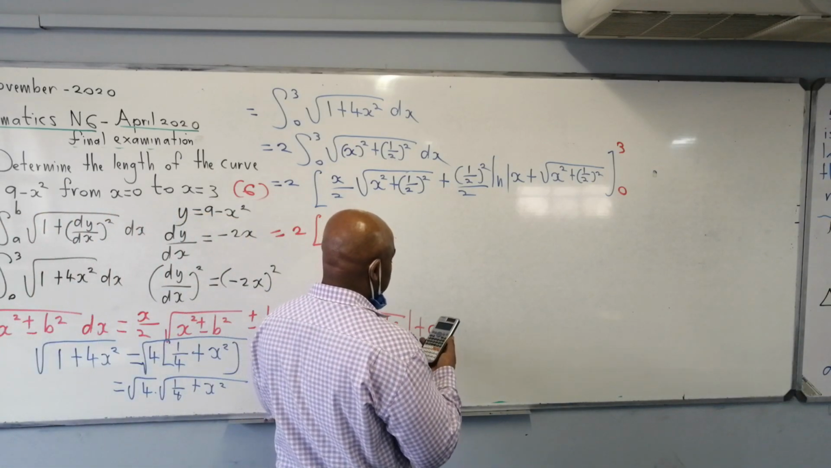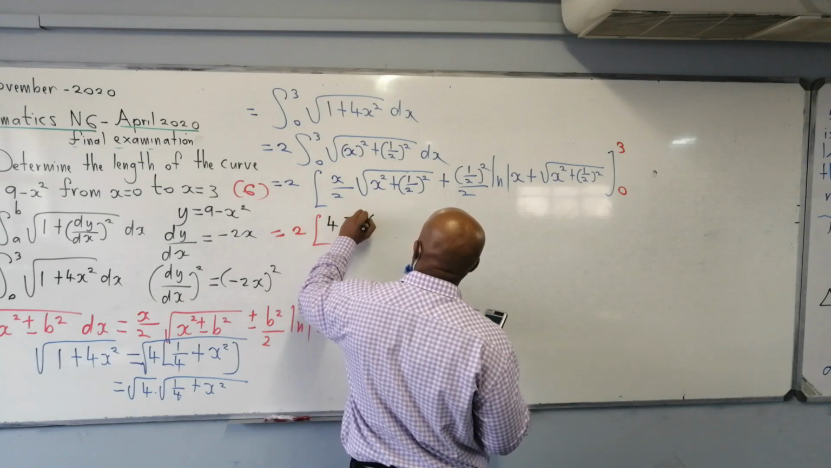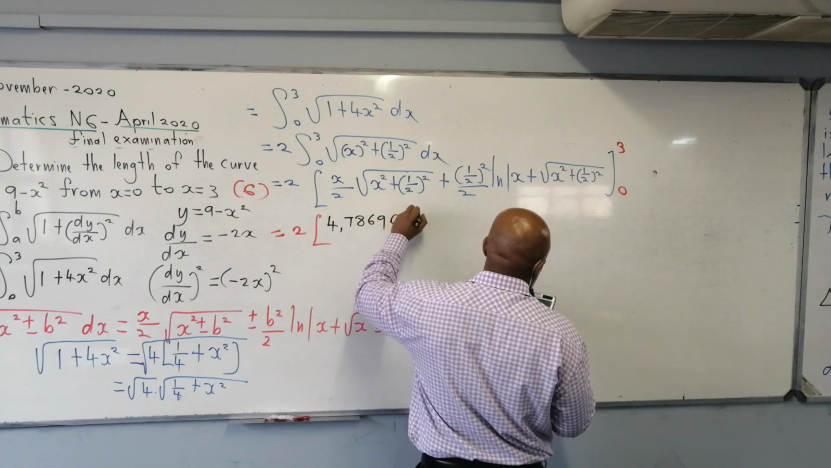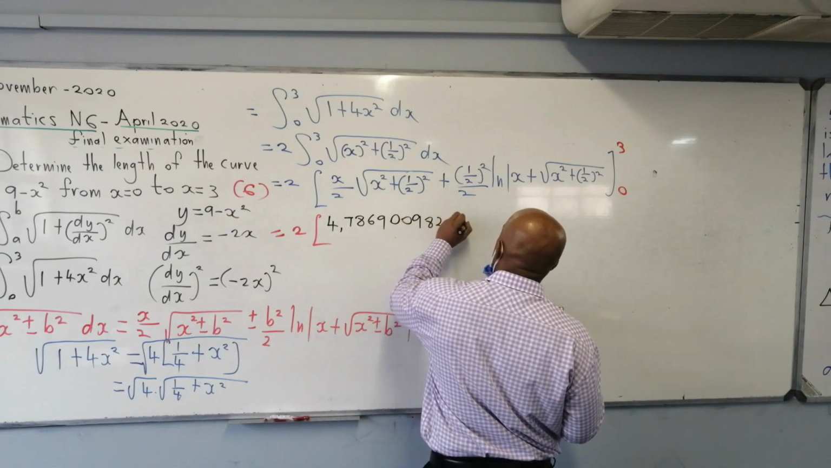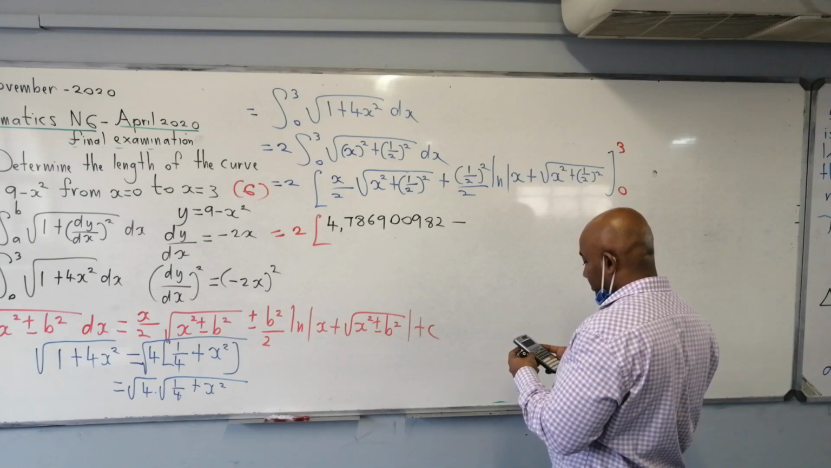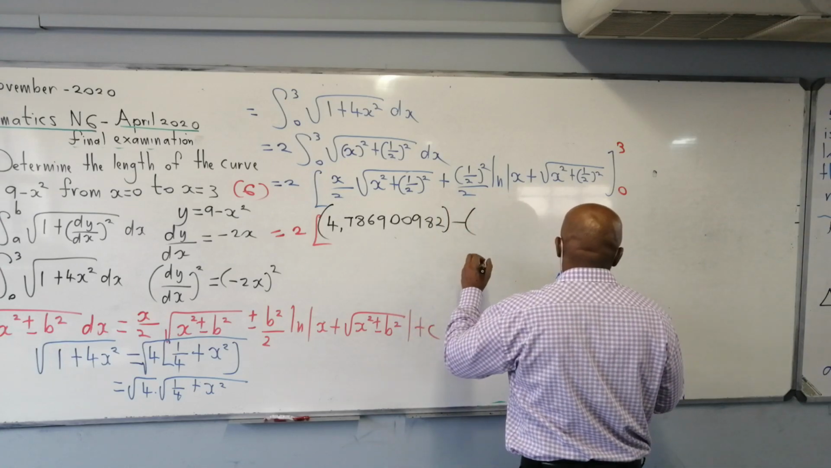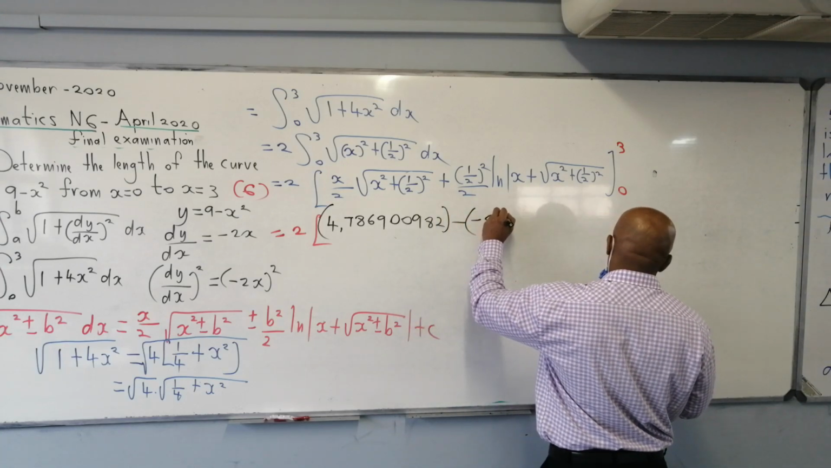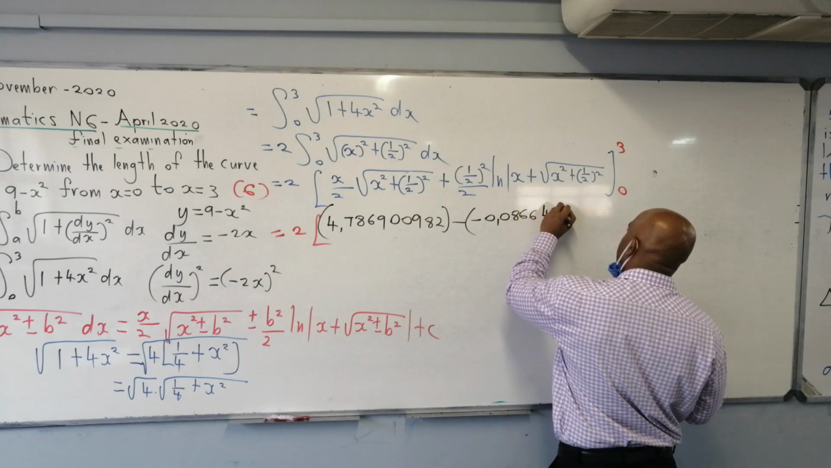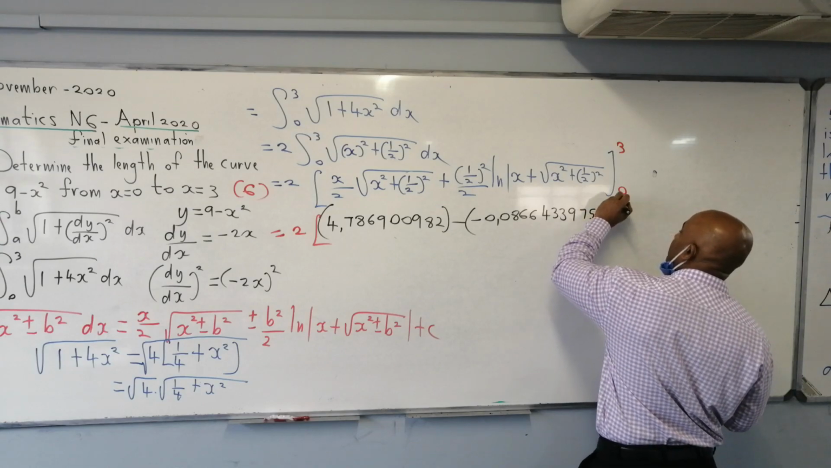When I substitute 3, I get 4.78690098 2. Minus, when I substitute 0, you don't get 0, you get minus 0.0086643397 57.